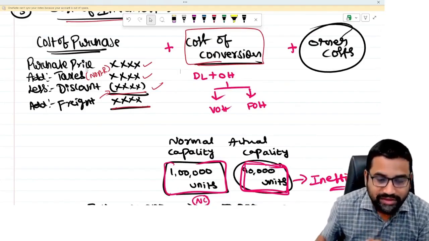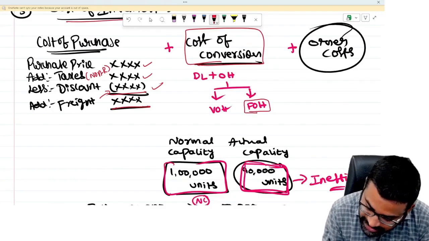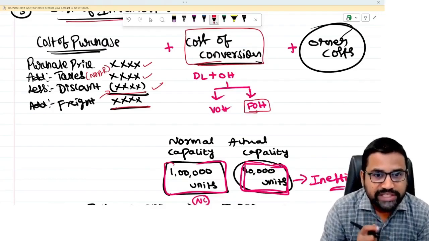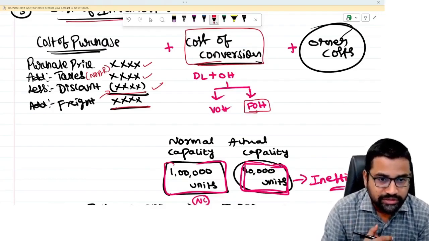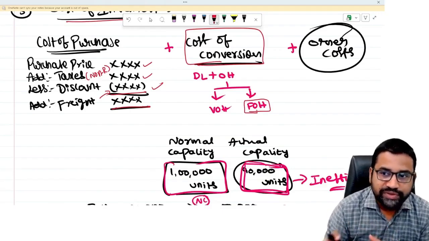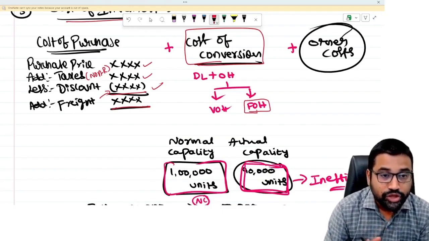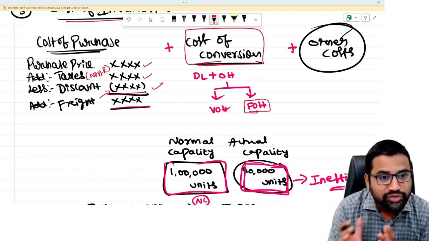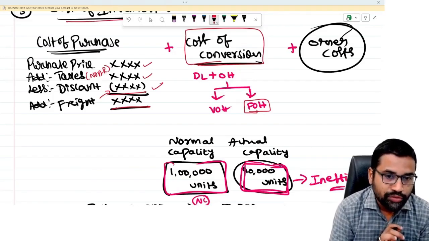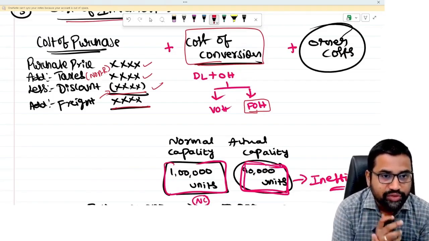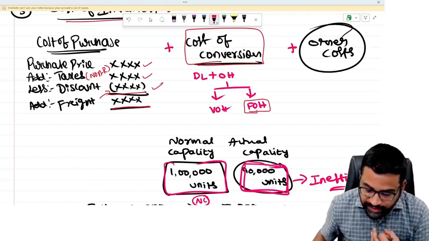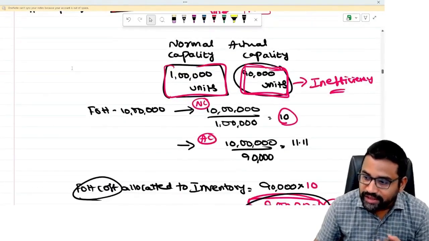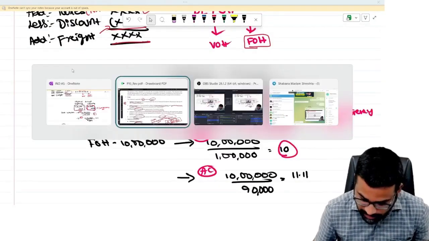What about the fixed overheads? This is very, very important. Listen to me carefully. Fixed overheads are irrespective of your production. So whatever number of units you produce, the fixed overheads remain constantly the same. Now these fixed overheads we need to include in the value of inventory. How much value will you include? Will you include the entire amount of the fixed overheads? The fixed overheads will be included in the inventory.